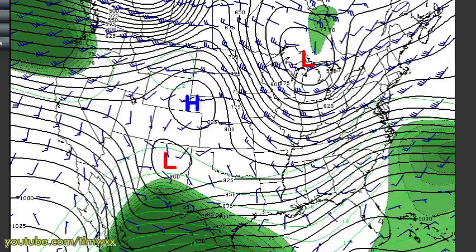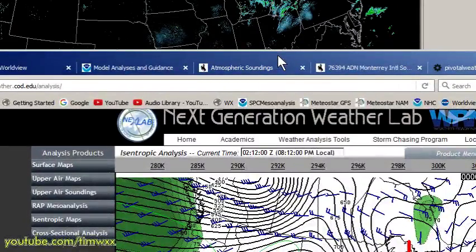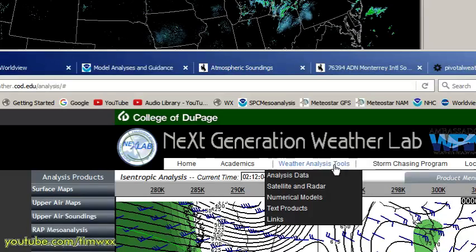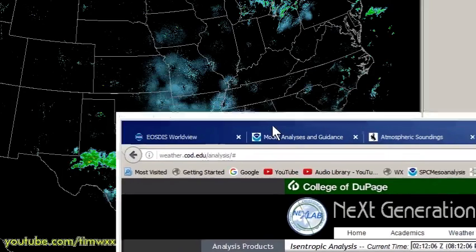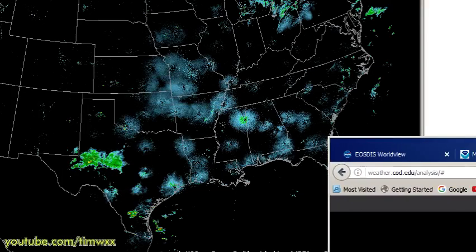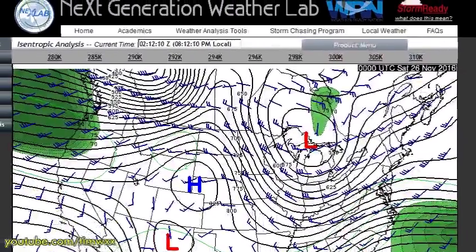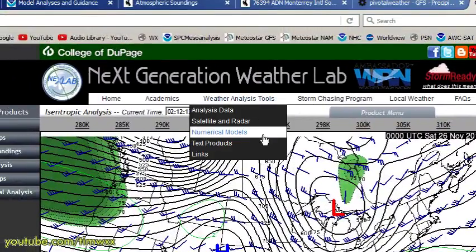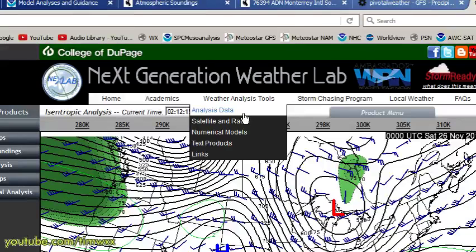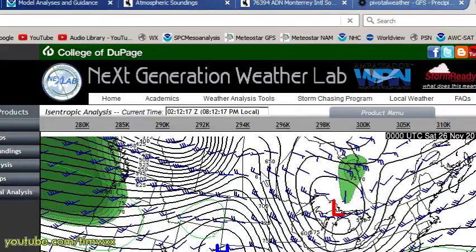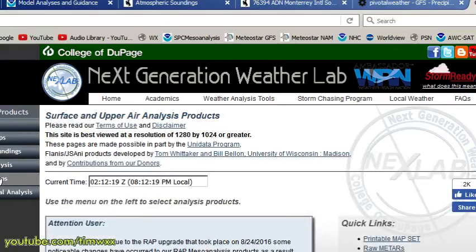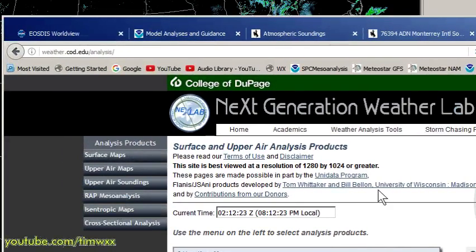College of DuPage, they've got a pretty good isentropic analysis tool. It's under the weather analysis tools. And I better give you the website, weather.cod.edu. So you click on that, go to Weather Analysis Tools, and click on just Analysis Data. And then you're going to get this menu over here. And on the left side, isentropic maps.